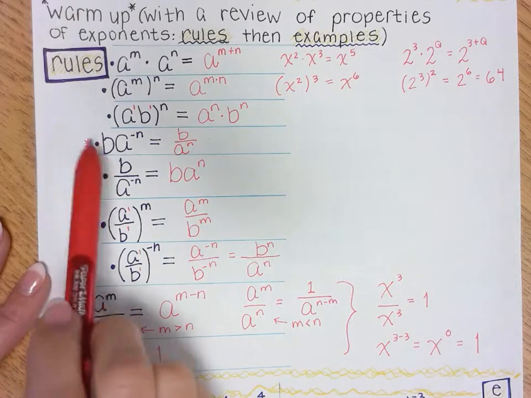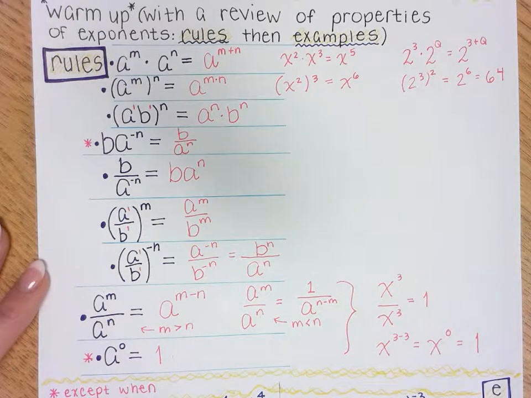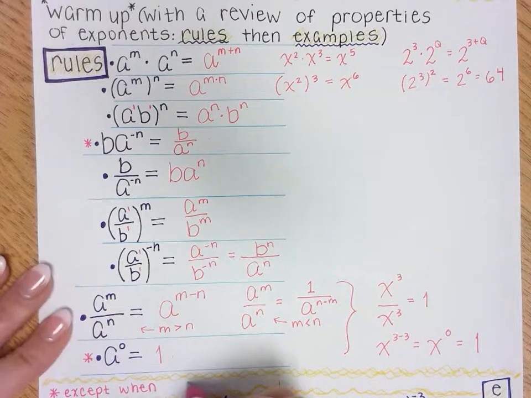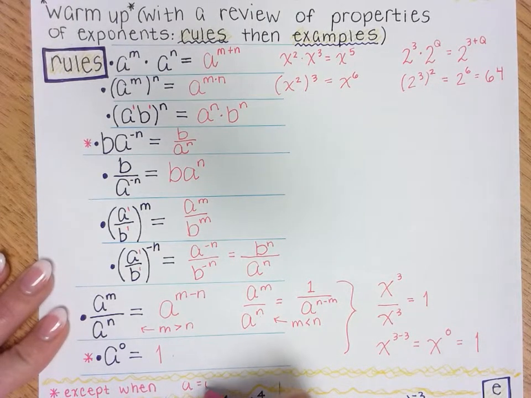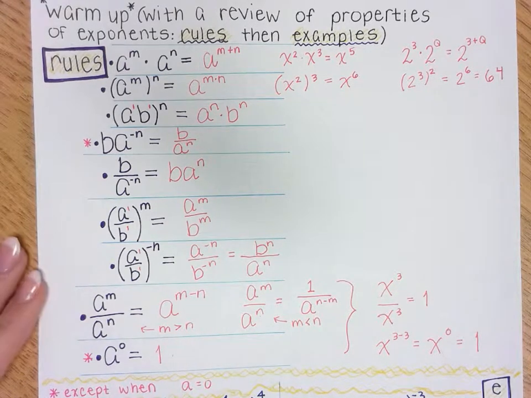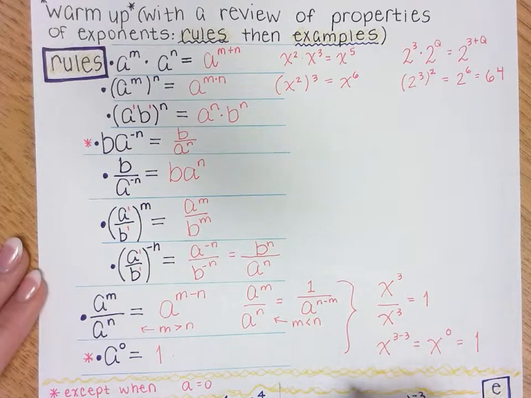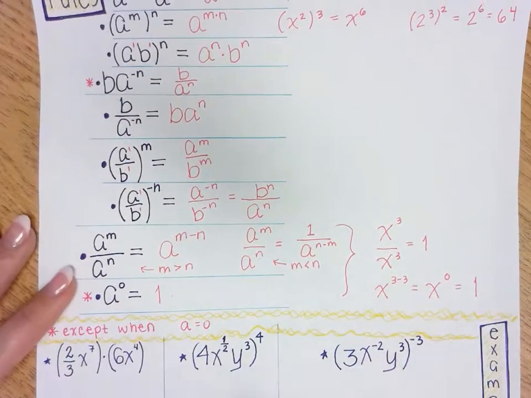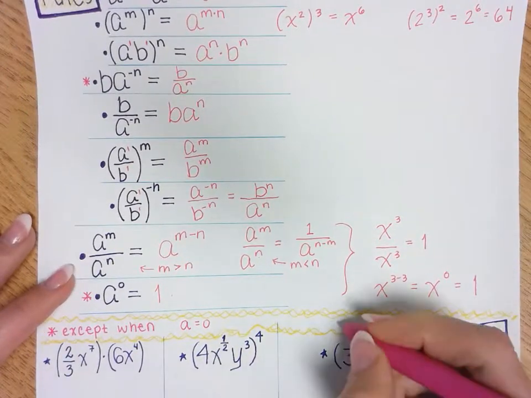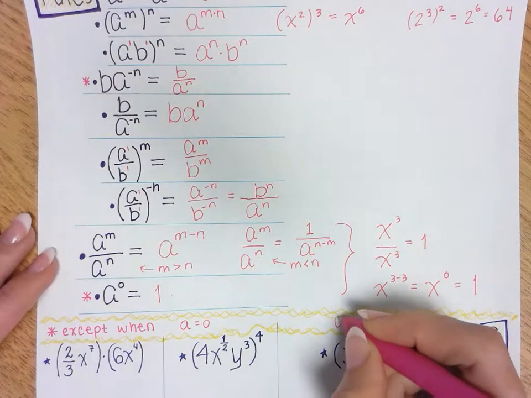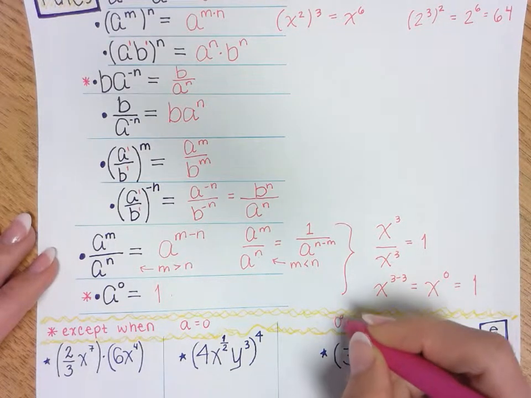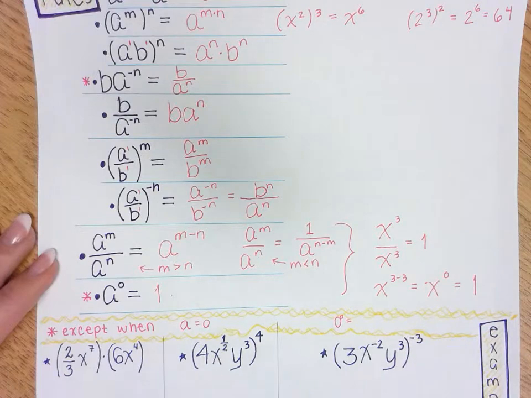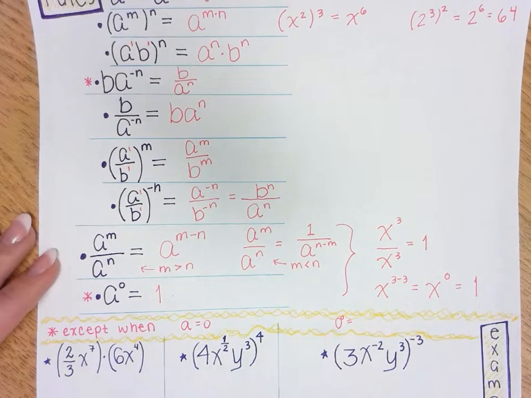These have stars because there's a little extra information. These rules will apply except when, in these examples right here, a equals 0. They don't apply in that case, okay? For one thing, you're not allowed to divide by 0, and another thing is 0 to the 0. That's the whole topic in itself. That's not going to be equal to 1. We'll talk about that later, okay?